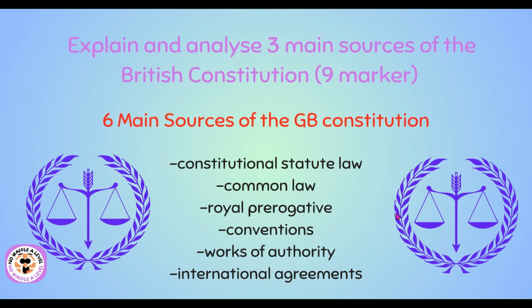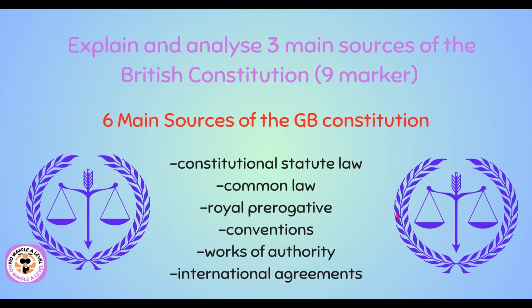So, some exam style practice which we're going to do. You could probably get a question similar to this where it says explain and analyse three main sources of the British Constitution, and this would be a 9 marker. We will have a video posted about how to answer a 9 marker, so feel free to search up our channel for that if you want help. But I'll be following the point evidence explanation format for all of these.